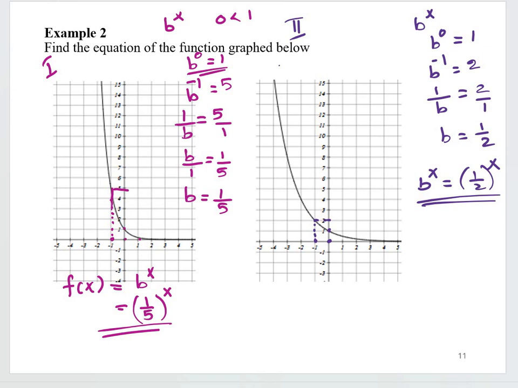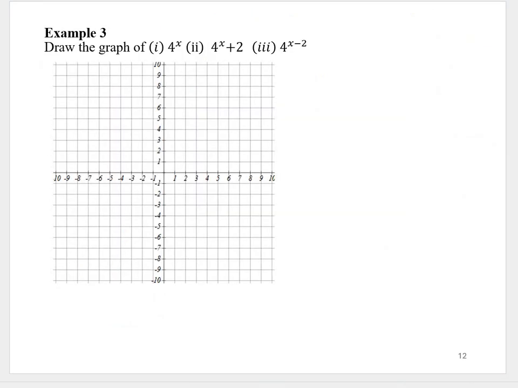Got it? Now we have one more problem, that is how to draw the graph of 4 to the power x. Just like in the previous case, for 4 to the power x, we want to input some values. For x is equal to 0, it will be 4 to the power 0, that should be 1, right? So when x is equal to 0, it should be 1.